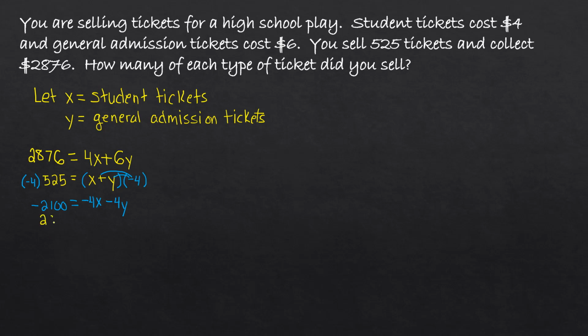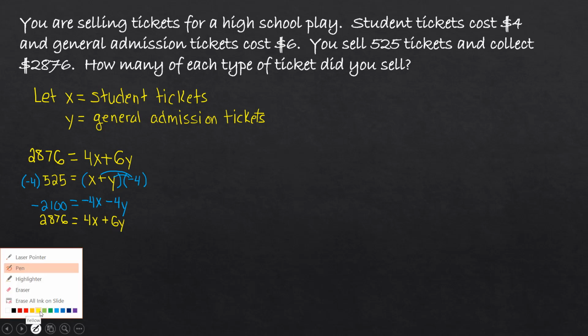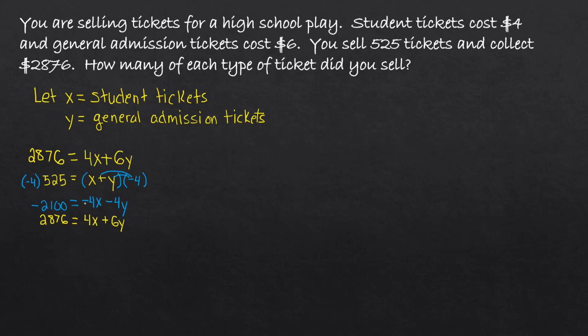I'm going to bring down my other equation in the system. I like to stay nice and organized, so I'm going to align everything nicely here. So I have 2,876 is equal to 4x plus 6y. One more color change, and I think I'm ready. Okay, so at this point in time, I have the opposite coefficients that I discussed. I want to add these two equations of the system together. Negative 2,100 plus 2,876 is positive 776.